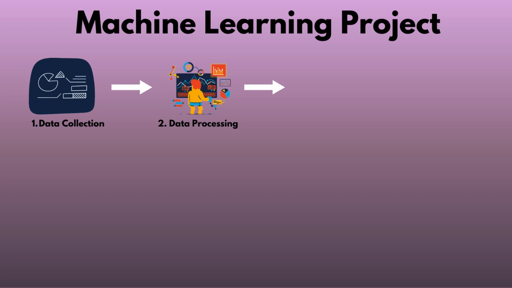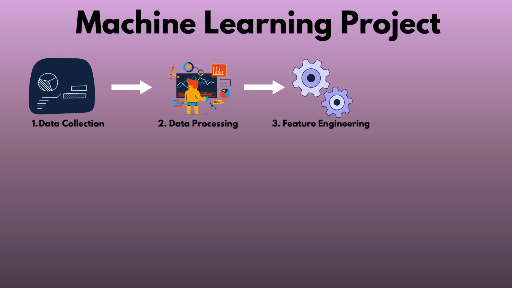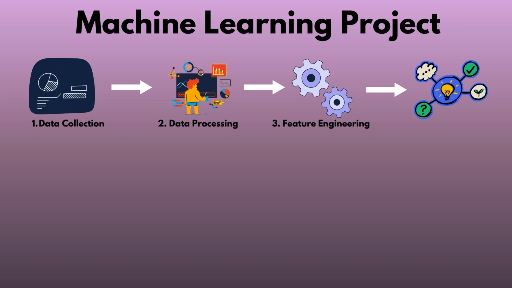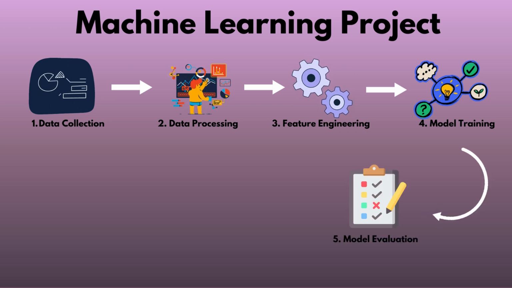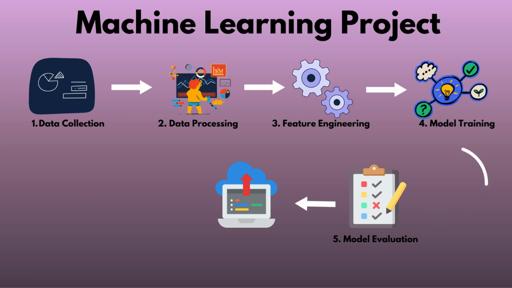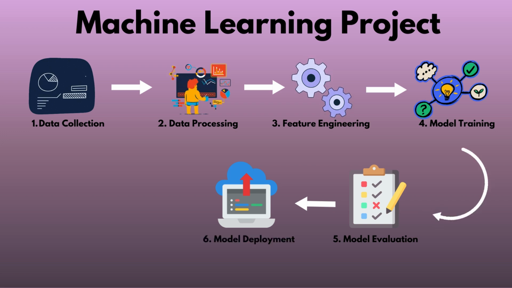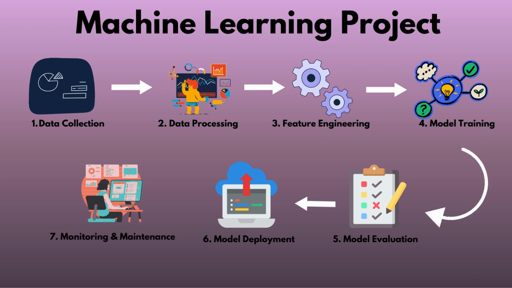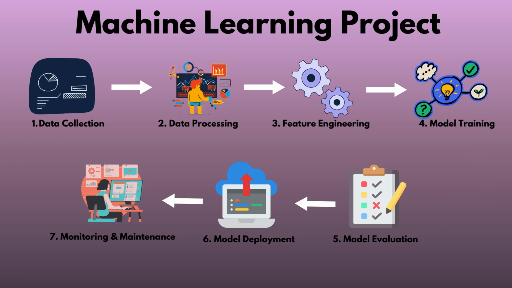Feature engineering, transforming raw data into features that can be used by the ML model. Model training, selecting and training the ML model using the prepared data. Model evaluation, assessing the performance of the trained model using various metrics. Model deployment, deploying the model to any non-production or production environment where it can make predictions on new data. Monitoring and maintenance, continuously monitoring the model's performance and updating it as needed. These are the main 7 stages which are part of the machine learning project structure.